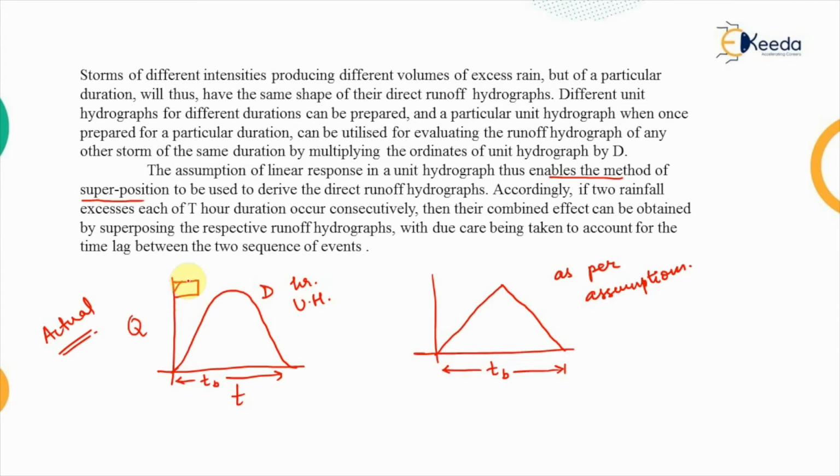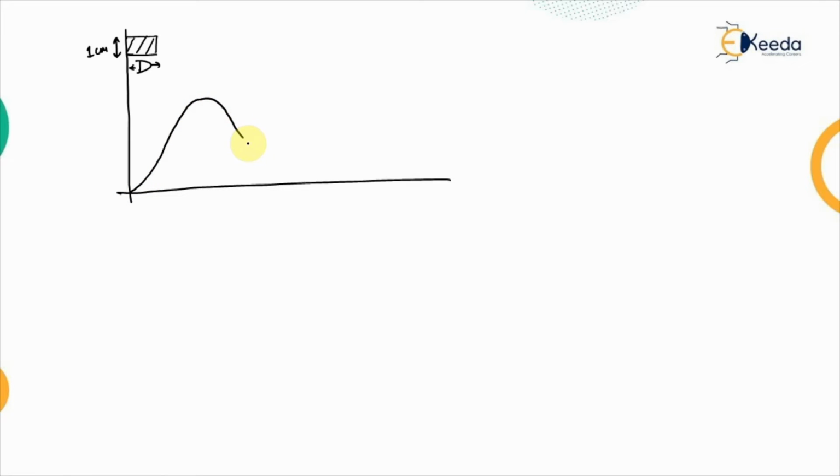which is to represent the rainfall. So the rainfall of D hour duration has occurred, and the depth of the rainfall, that is 1 centimeter, is denoting the unit hydrograph. So in this plot, I'm drawing it again. This was the first D hour duration, which was having 1 centimeter of the rainfall, corresponding to which the unit hydrograph was like this.